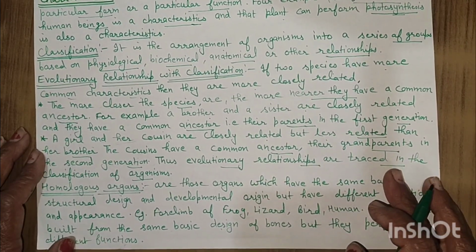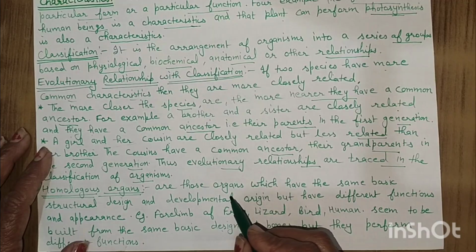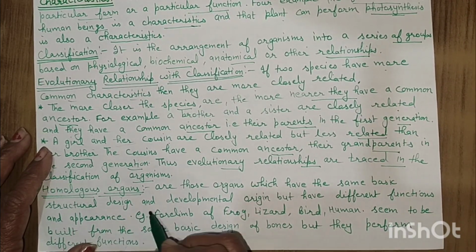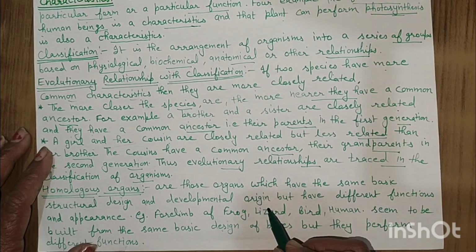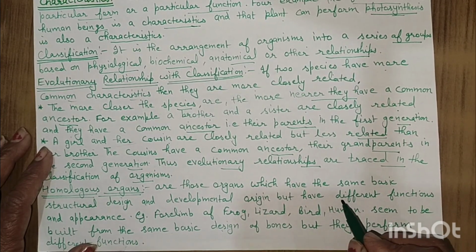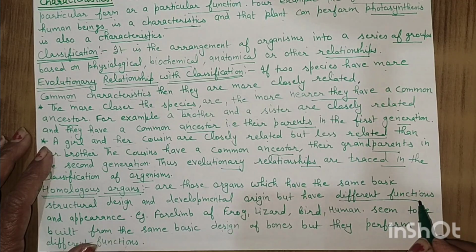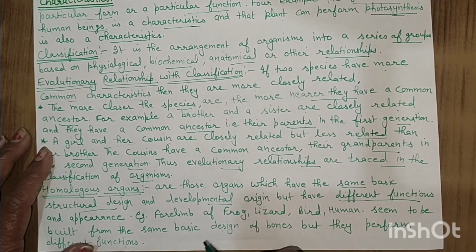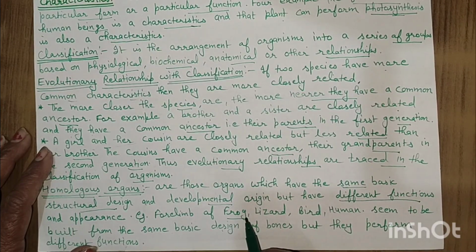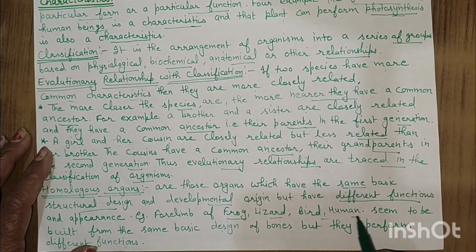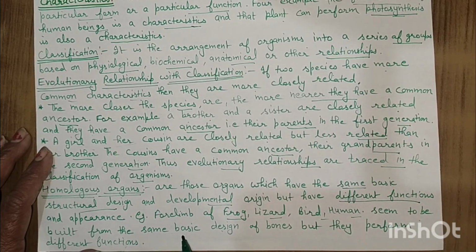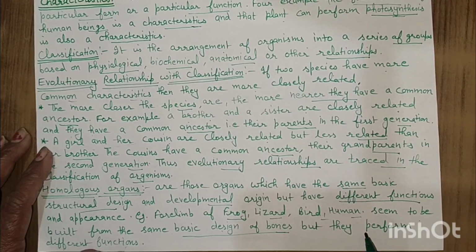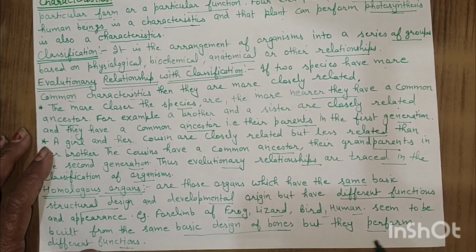Now, what are homologous organs? Homologous organs are those organs which have the same basic structural design and developmental origin but have different functions. The forelimbs of the frog, lizard, bird and human seem to be built from the same basic design. The design of the bones is the same, but they perform different functions.